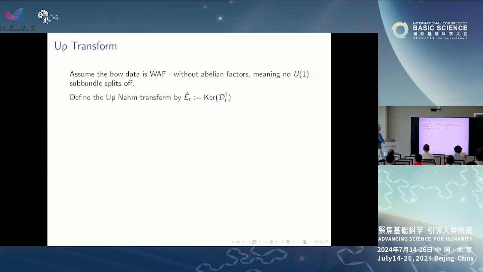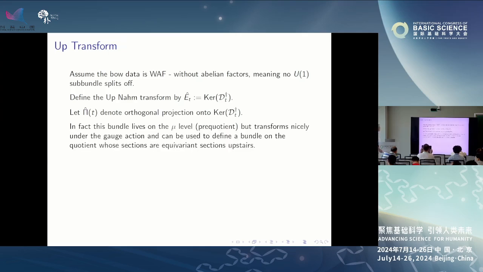So under the hypothesis that we have no abelian factors, we'll define a Nahm transform now going in the other direction. So now I'm going to work with the bow, and I'm going to be looking at Dirac operators on the bow, not Dirac operators on Taub-NUT. And we'll let pi hat denote orthogonal projection onto the kernel of the Dirac operator of the bow. Remember, that's just an ODE now.